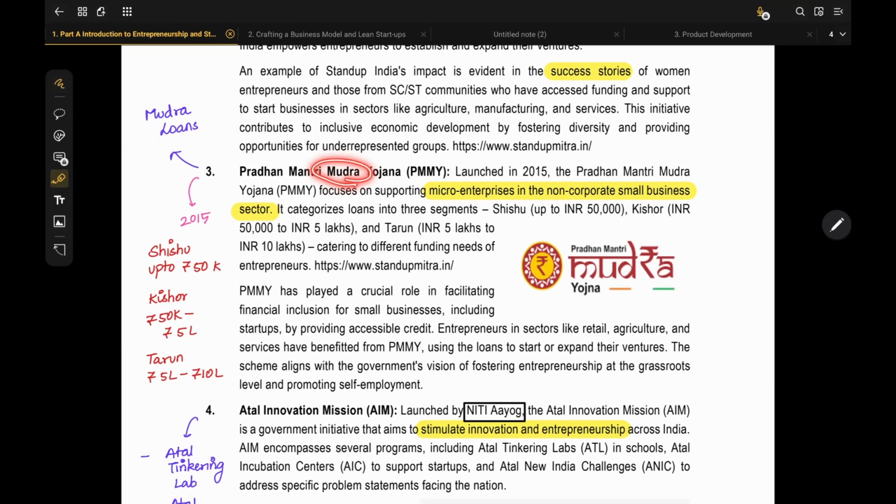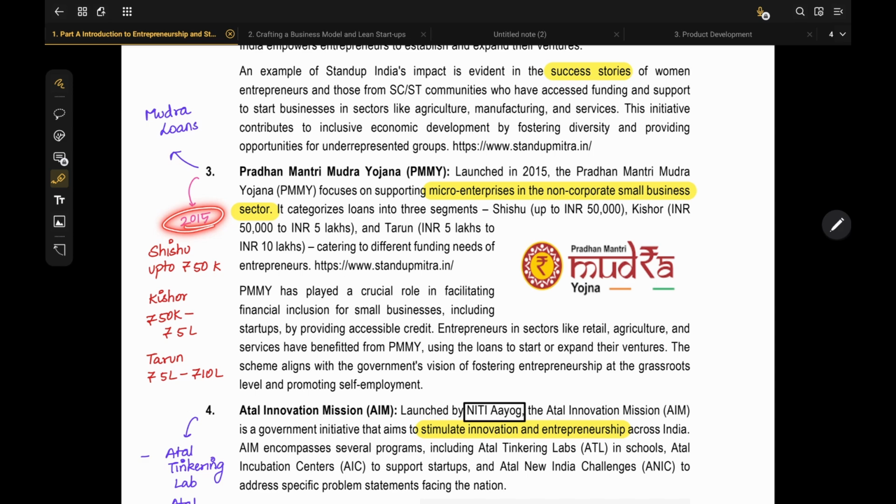And Pradhan Mantri Mudra Yojana, it is popularly known as Mudra loans. It is the Mudra scheme. Under this, micro enterprises in the non-corporate field. Generally, startups will be corporate. They should be a private limited company. That is the criteria. And generally, startups also prefer the company format because there is limited liability. And this Mudra Yojana loan is for non-corporate entities, micro enterprises which are not a company. For those, loans will be given.